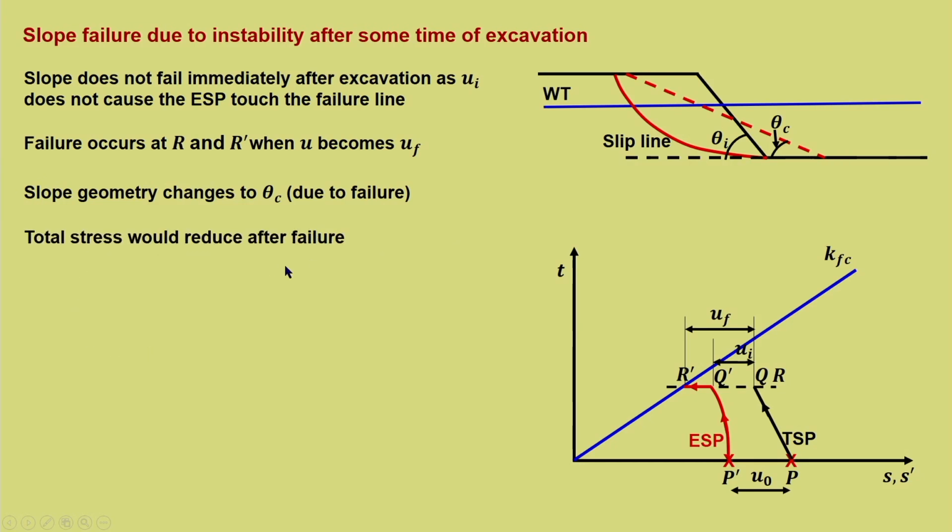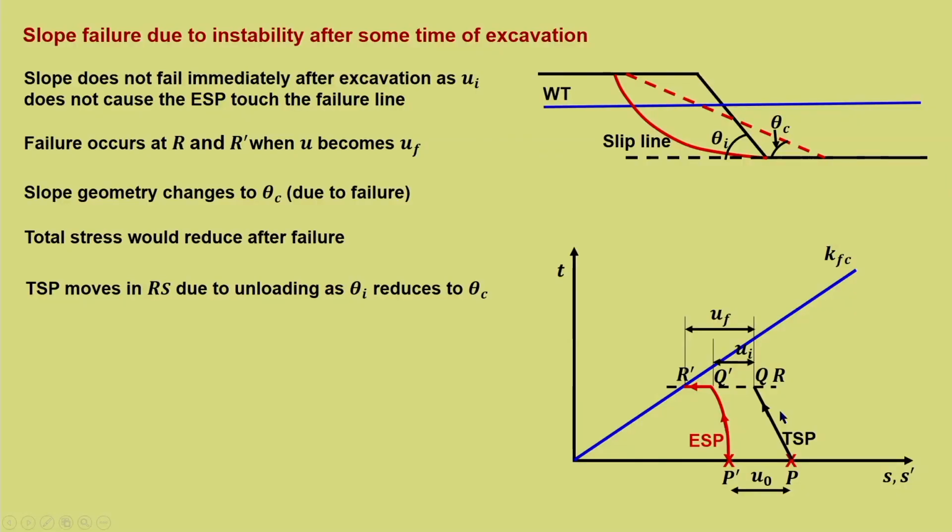Total stress now would reduce after failure. Why does the total stress have to reduce? Because the slope height has reduced and the failure has occurred, and the slope angle got changed. So, definitely the total stress path also would change because the total stress is reducing. In earlier cases, total stress did not change. So, the TSP moves along RS. It moves downwards due to unloading as theta I reduces to theta C.